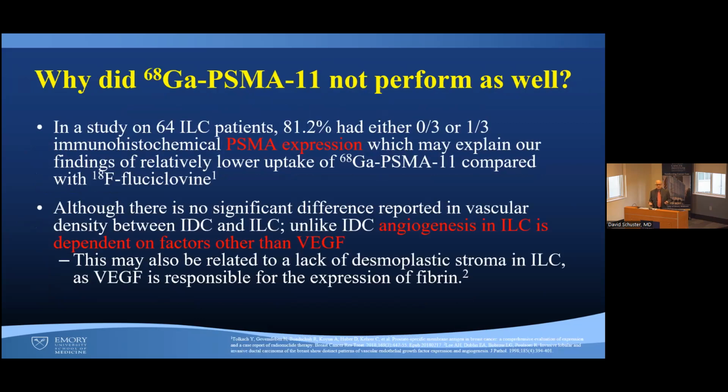So why didn't PSMA perform as well as predicted? Well, we found that in a different study of 64 ILC patients, there are very few series with these numbers, 81% had either 0 out of 3 or 1 out of 3. This is just a tissue study, it had nothing to do with PET. Immunohistochemical PSMA expression. So I think this could explain our findings of relatively lower uptake of PSMA-11 compared with fluciclovine. And although there's no significant difference reported in vascular density between IDC and ILC, unlike IDC, angiogenesis in ILC is dependent on factors other than VEGF. And this may also be related to a lack of desmoplastic stroma in ILC, as VEGF is responsible for the expression of fibrin. So maybe some more axes to investigate.